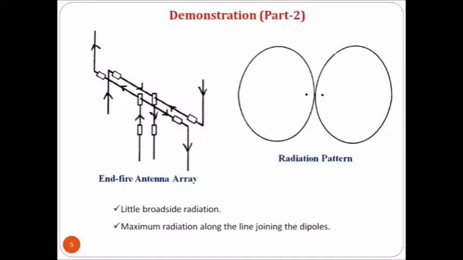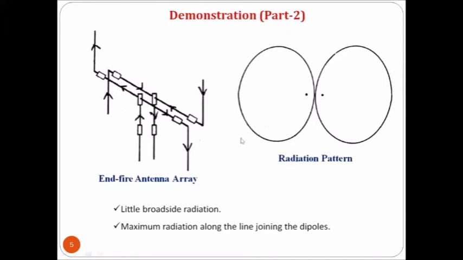The currents in these two half wavelength dipole antennas, which are separated by this much distance, which is equal to lambda by 2, are in opposite directions. That you can see from here, the current in this dipole antenna is vertically upward, while the current in this dipole antenna is vertically downward. And hence, they will form an end-fire array with the maximum radiation along the axis of the array.